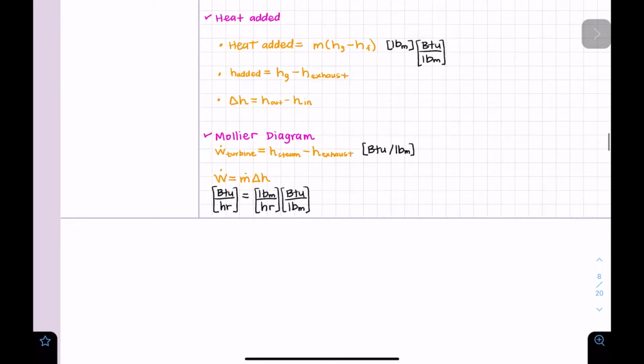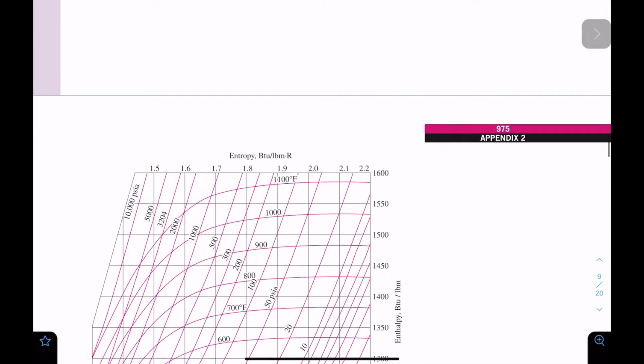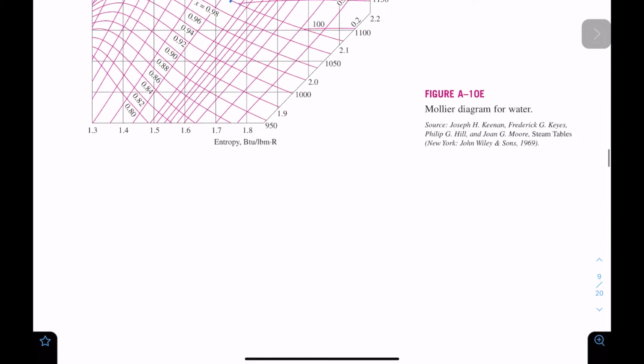So for heat added, I have some of the formulas that we can use for the Mollier diagram, because we're going to use the Mollier diagram. One of the things that I can remember for this is that on some of the Mollier diagram questions, I'm going to be asked what's the turbine work, and I'll just get the difference between the enthalpy of the steam and the enthalpy of the exhaust, and I can use the Mollier diagram for that, which is this one.